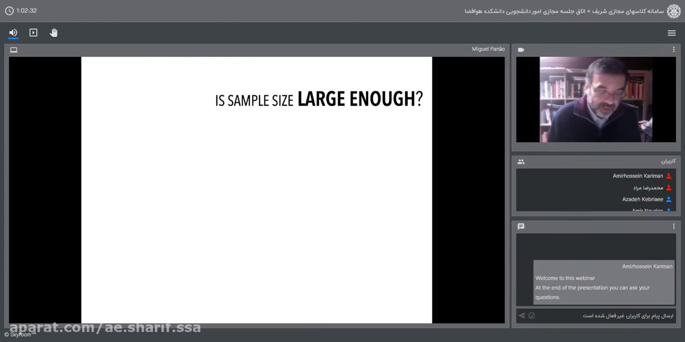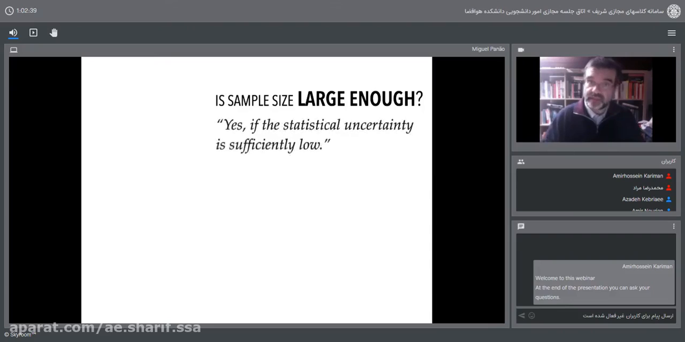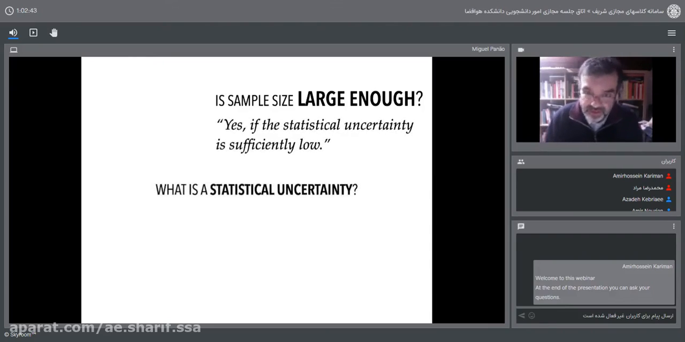And I have a very low data rate. So is my sample size large enough? And the answer usually is yes, if the statistical uncertainty is sufficiently low. So what is a statistical uncertainty? Well, a statistical uncertainty must have three characteristics.